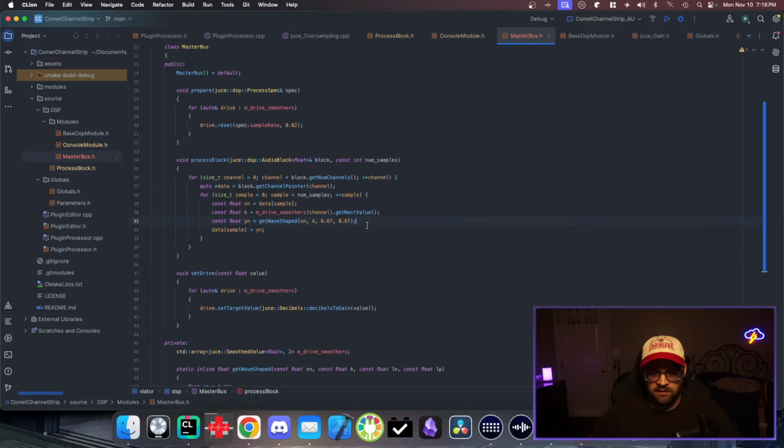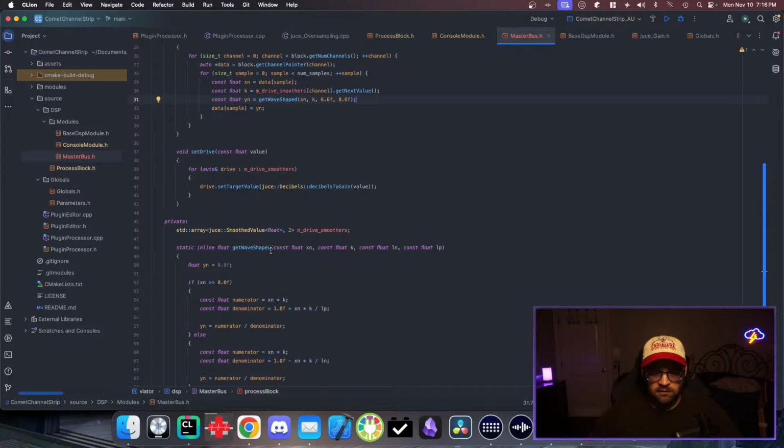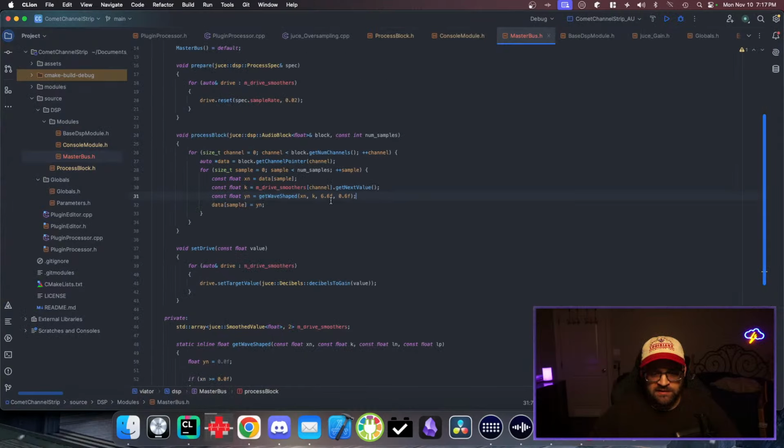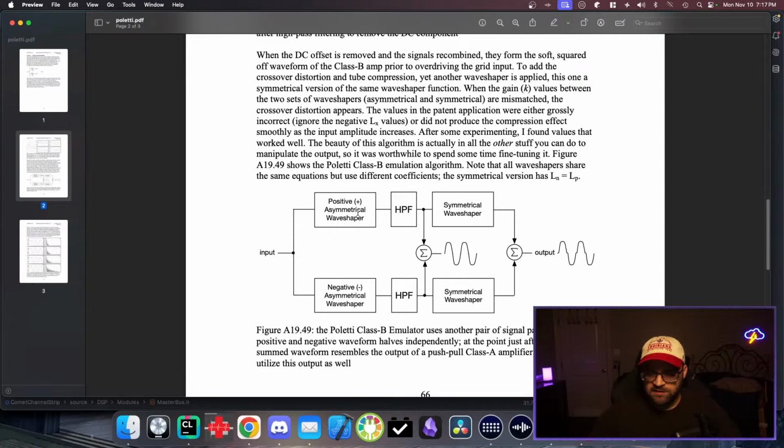So we've got the wave shaper, which will correspond to these 4 blocks. And we basically just need to change the values in these that we pass in, the LN and the LP, for each of these blocks. So this is a positive, this is the asymmetrical one. This is the asymmetrical one, so they need to be not the same value, and then we'll do the same values for the symmetrical ones.